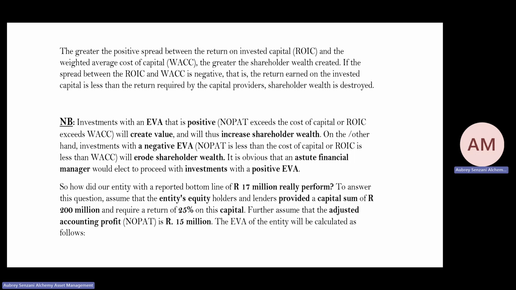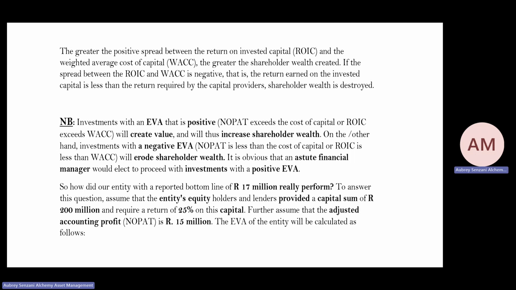EVA says no, we need to not look at the accounting profit of 17 million, but rather we need to look at the capital that was employed and compare it with that to say, has it actually grown past the WACC, the weighted average cost of capital? The minimum amount that is required by the investors or the providers of that capital. Has it grown? Has the rate of return on this capital been greater than that of the weighted average cost of capital?